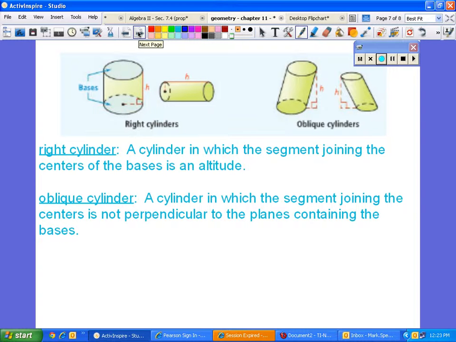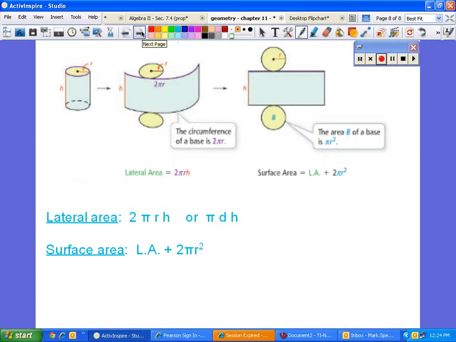Just like we had right prisms and oblique prisms, we have right cylinders and oblique cylinders. Unless you are specifically told, the textbook deals with right cylinders. They are much easier to deal with. All right. Now, if I have a cylinder, here's a cylinder. Notice what happens if I were to unroll the cylinder. What shape would I end up with? I end up with a rectangle, which I think is very interesting.